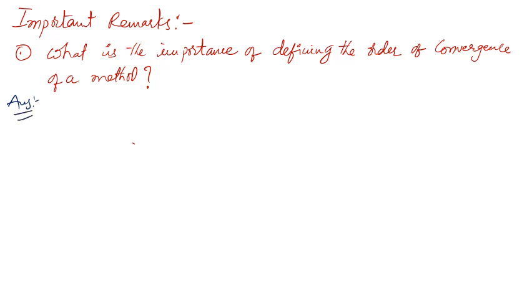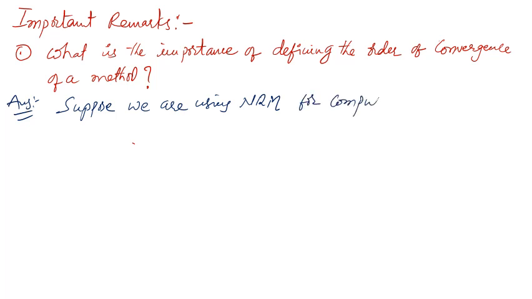to explain clearly this concept, suppose we are using Newton-Raphson method for computing a root of the equation f of x equal to 0. Okay, you know what is the formula? Xn plus 1 equal to xn minus f of xn by f dash xn.